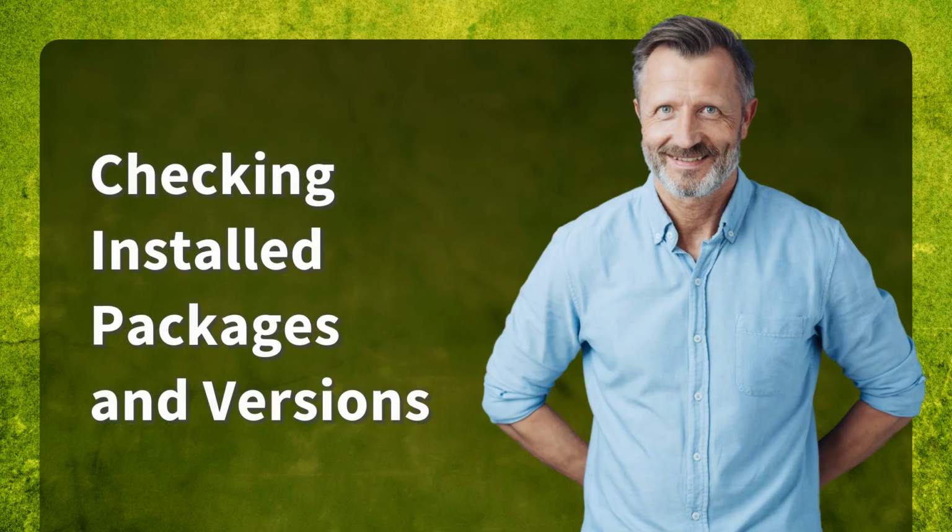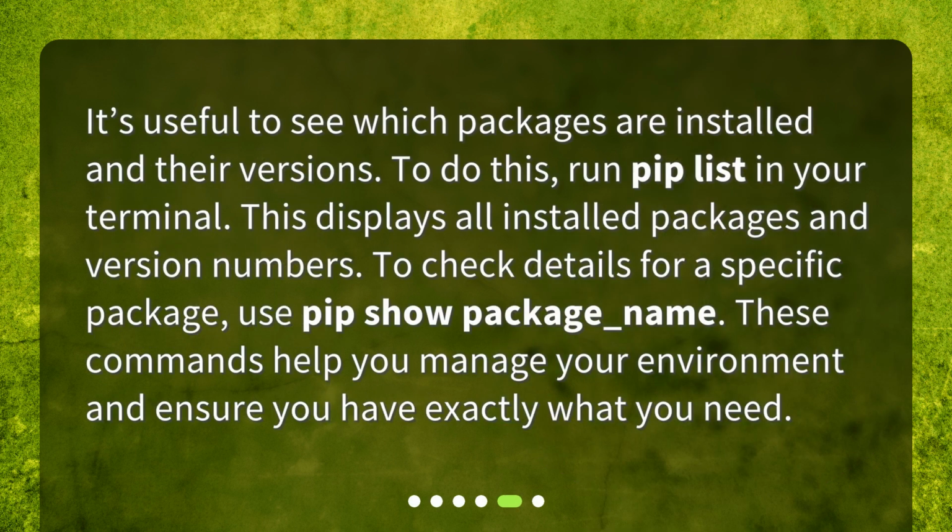Checking installed packages and versions. It's useful to see which packages are installed and their versions. To do this, run pip list in your terminal. This displays all installed packages and version numbers. To check details for a specific package, use pip show package name. These commands help you manage your environment and ensure you have exactly what you need.